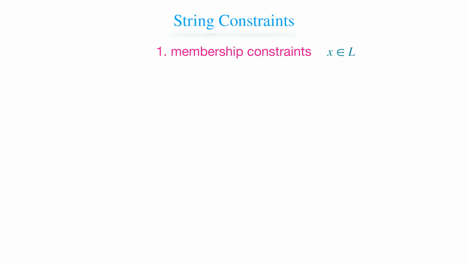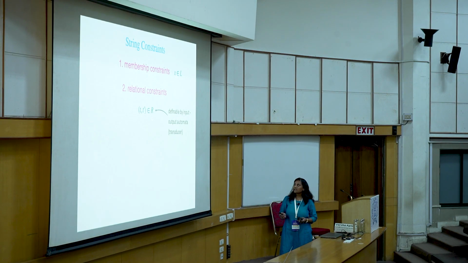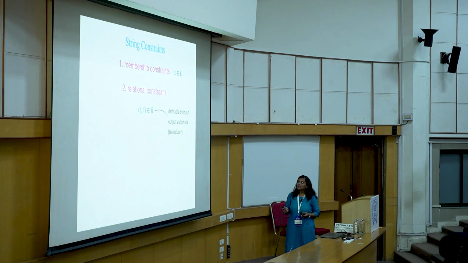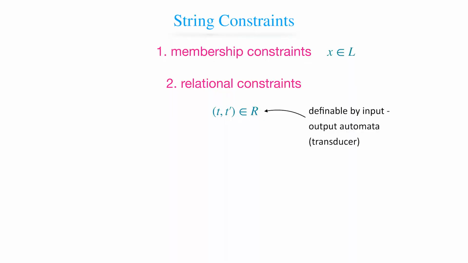Another kind of atomic constraint is the relational constraint, where we can define a relation between two terms. A term is nothing but a sequence of constants and variables. And this relation is definable using input-output automata. I think most of you must be familiar with finite state machines, where we have a finite number of states and transitions between them. If they are labeled by input as well as output, it's called a transducer.